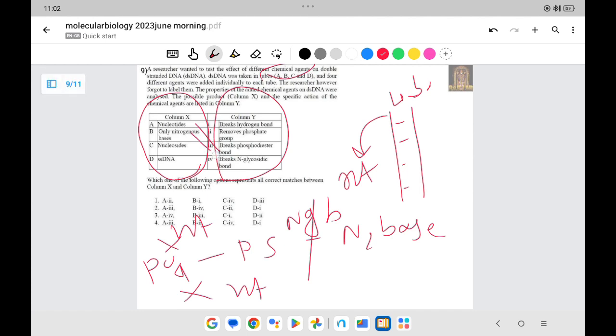So this goes to this one. And this total thing is known as the nucleoside. When the PO4 is attached to this, then it will transform into the nucleotide. So you have to remove the phosphate group to make it a nucleoside. And single stranded DNA you will get when there is a breakage in the hydrogen bond. So option 2 is correct.